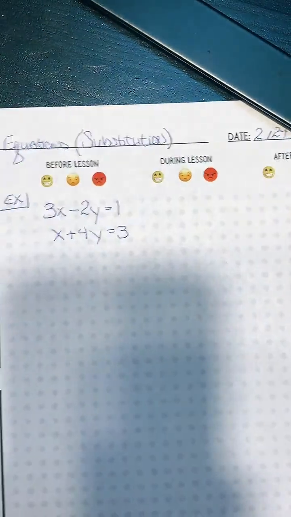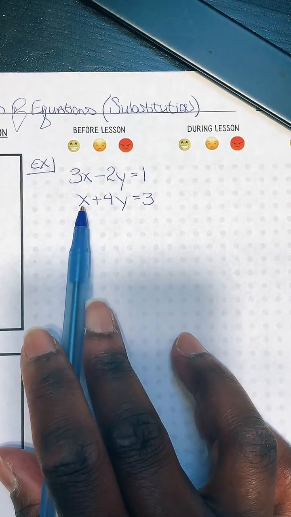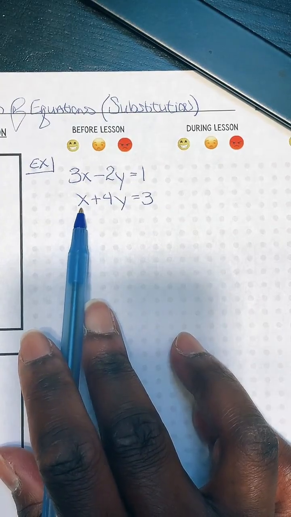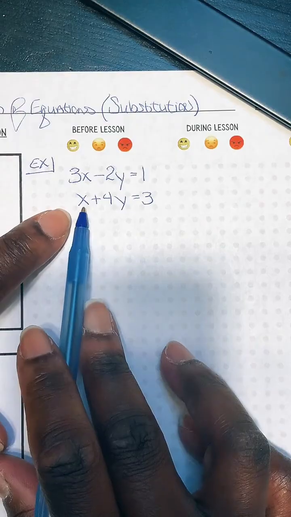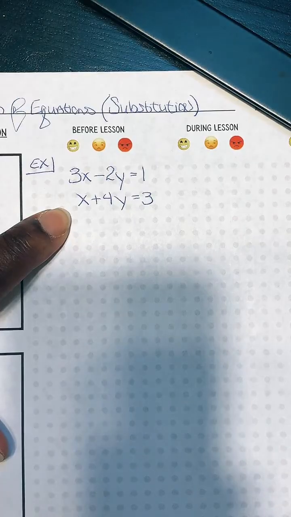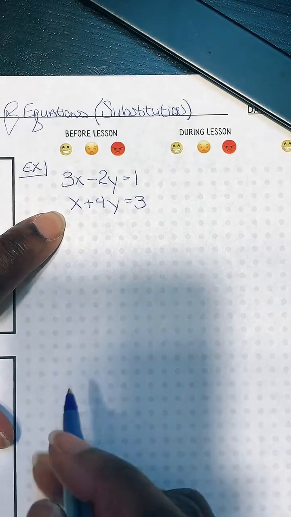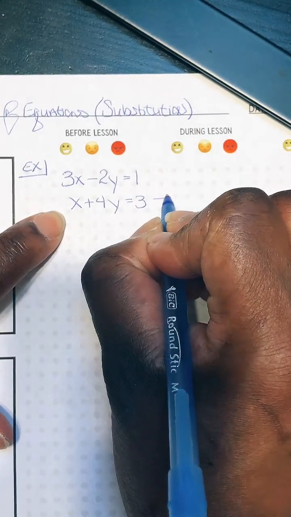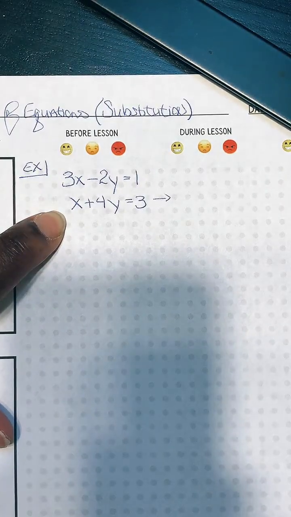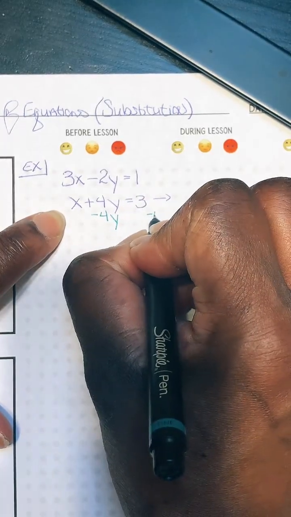Now, anytime they give me 2 equations, and I notice that one of my variables, either the x or the y, is by itself like this, that means I want to take this second equation and solve it for x. I want to solve it for x, so it will be x equals. In order for me to do that, I would have to subtract that 4y on both sides.